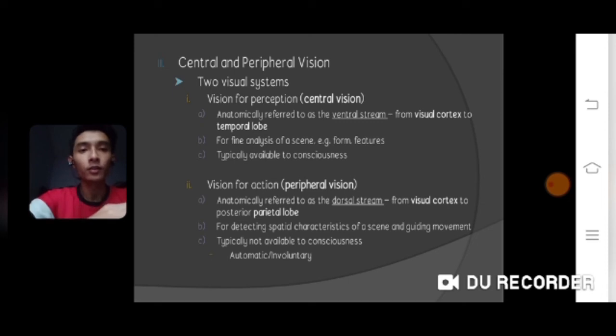Then the second one is vision for action. It is also called peripheral vision. It is anatomically referred to as the dorsal stream from the visual cortex to the posterior parietal lobe. It is for detecting spatial characteristics of a scene and guiding movement. It is typically not available to consciousness.